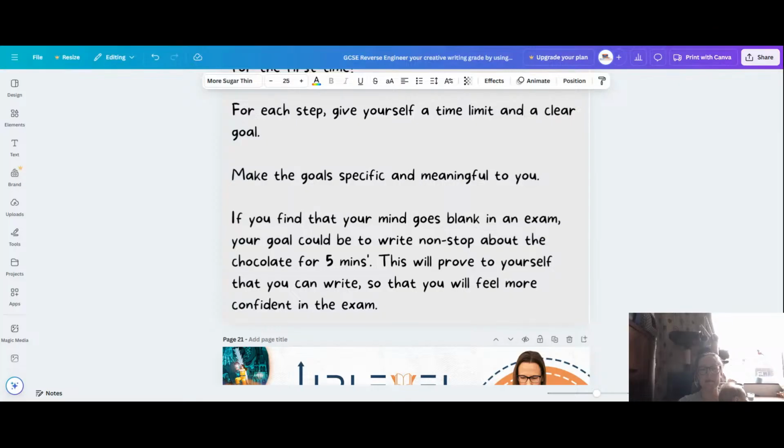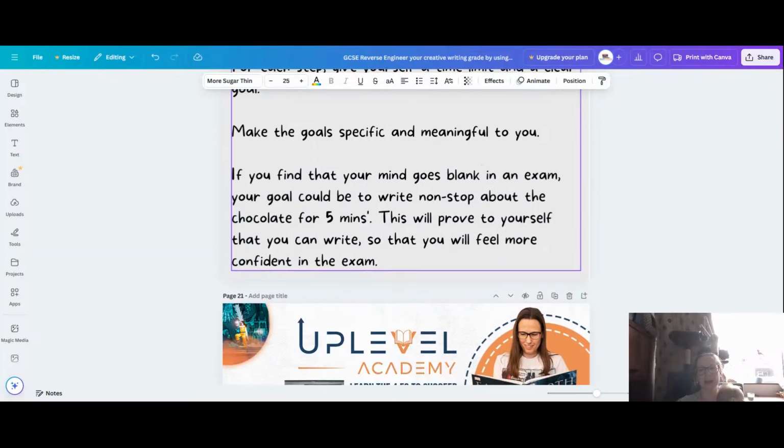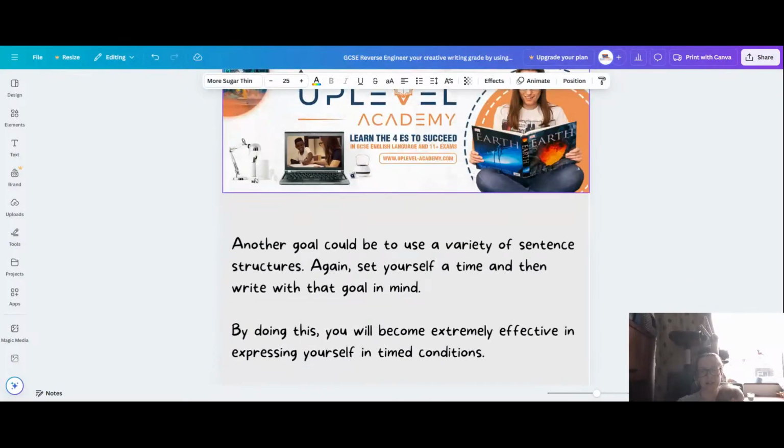Okay, so what I mean by that, this is obviously for exam preparation, so you want to do that in time conditions. So for example, if your mind does go blank in that 5 minutes when you set yourself a task, just keep writing non-stop for 5 minutes, because you'll be surprised by how much you can write, and actually that will help you so that in the exam your mind won't go blank, because quite often students, very able students, can be overwhelmed when they see the blank page in those time conditions.